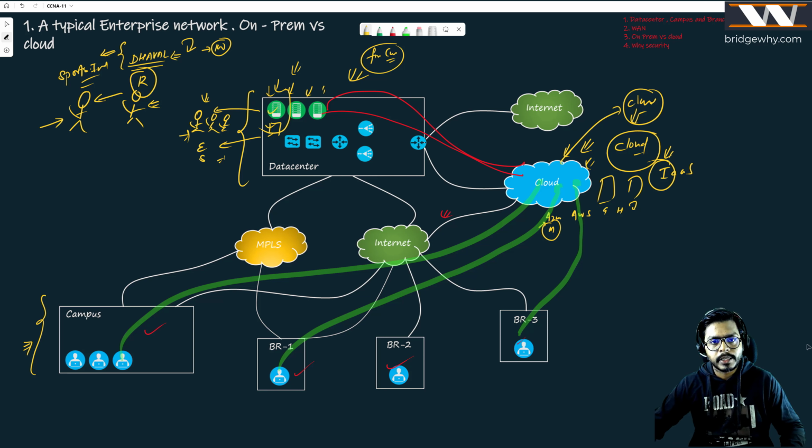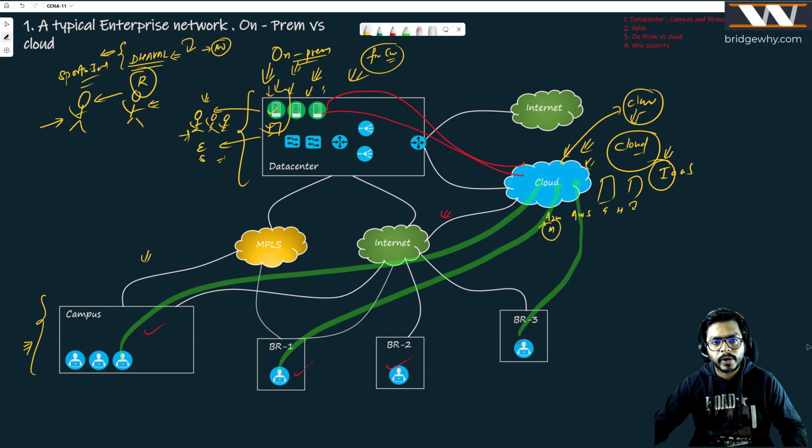Whatever things you have in your data center, in your campus, in your branches, we call them on-prem. What is the meaning of on-prem? The meaning of on-prem is that those assets, those things are within your premises, right?